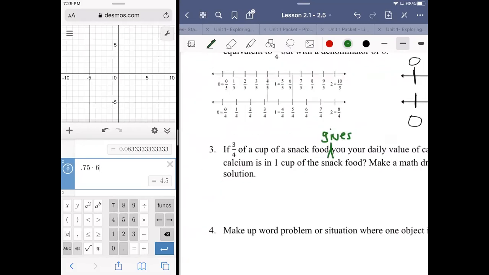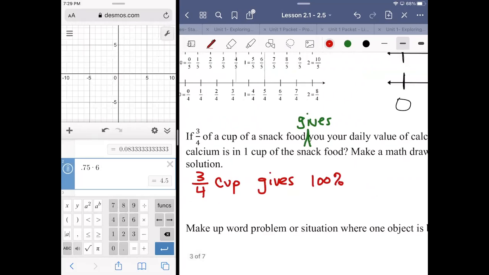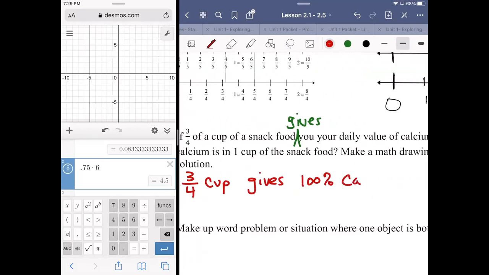So what we're going to do is look at this and say, 3/4 of a cup gives 100% calcium. So I would want to know, 1 cup gives what percent of calcium?